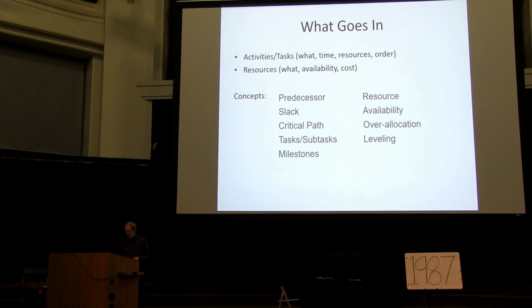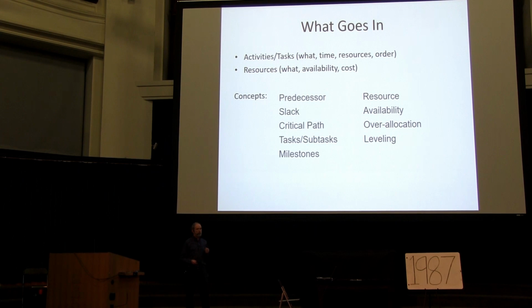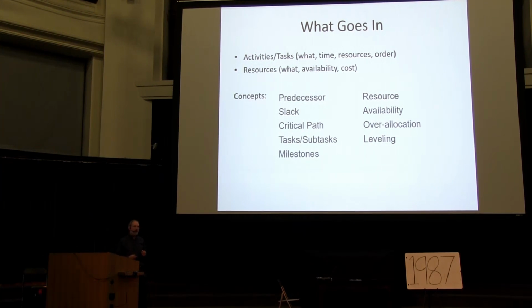So we're going to see a number of various concepts with this. The idea of predecessor, the idea of slack, which we covered already, the idea of critical path, which we've covered already, but we'll see how it works here. Tasks and subtasks and milestones, we've looked at those. A few things concerning resources like over-allocation and leveling will be new, so we'll look at those as well.